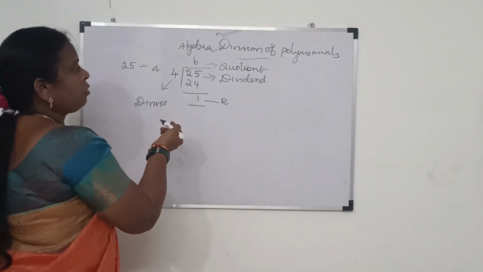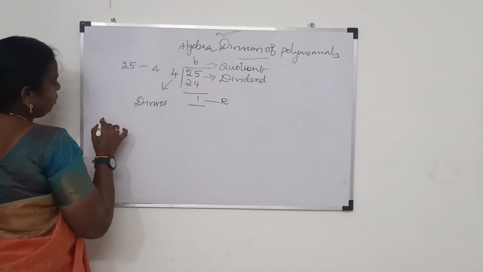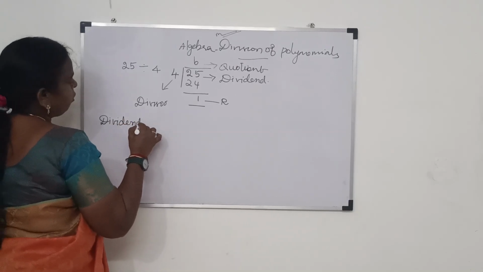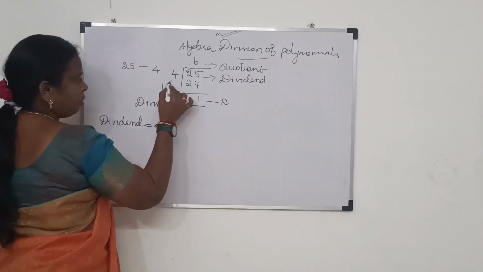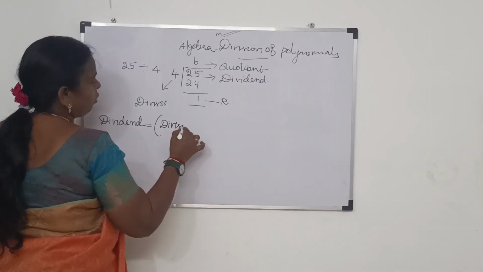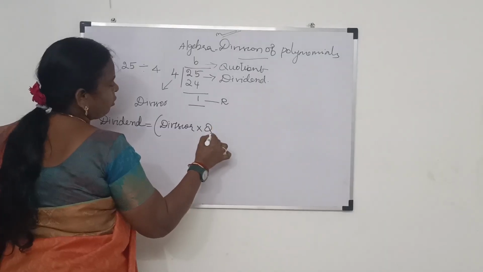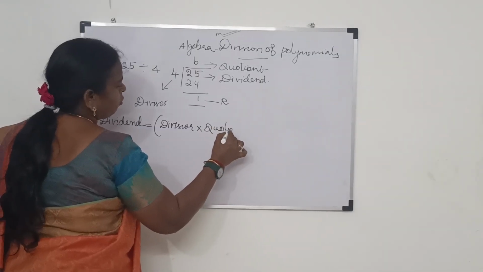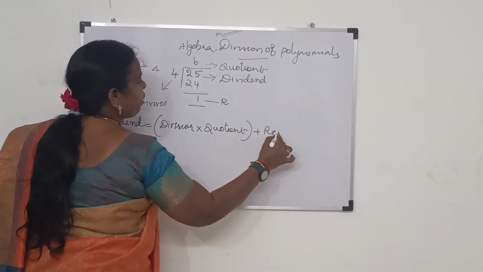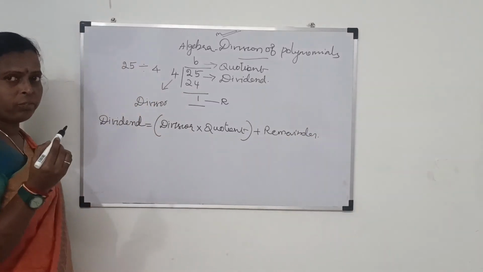When we do the same in polynomials, how can we generalize this? Dividend is equal to divisor into quotient plus remainder. This is the general format of division.